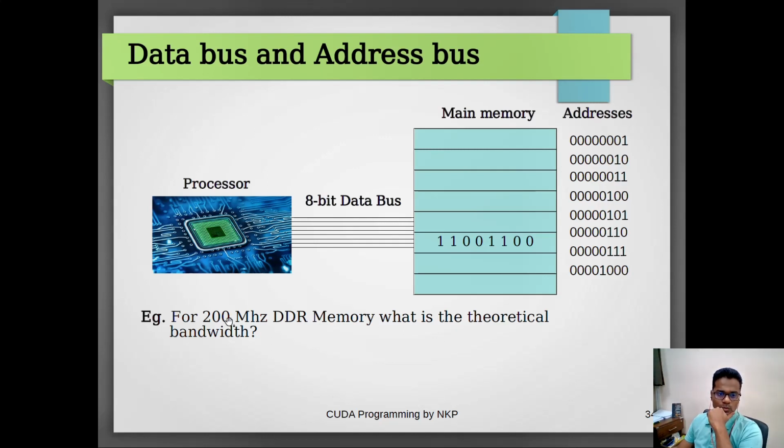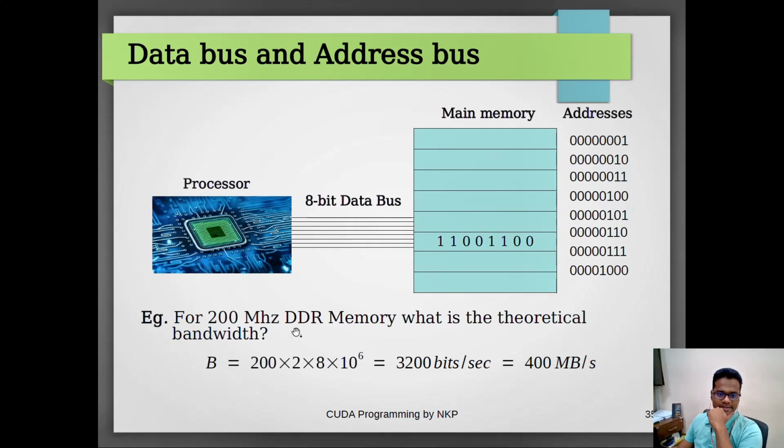Simply, I have a 200 megahertz DDR memory. D stands for double data rate here. So 200 multiplied by 2, and by 8 bits because we have an 8-bit data bus, and 10 to the power 6 because we have megahertz. That means with this configuration we can transfer 3200 megabits per second. And if you want to convert into bytes, simply divide by 8, which gives us 400 megabytes per second. So that is the theoretical bandwidth.